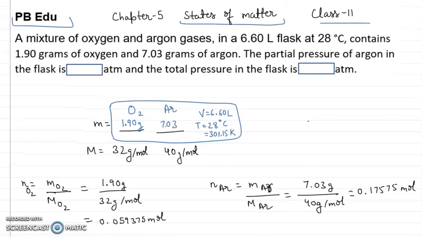That was one of the answers required, 0.881 atm. So we have one of the answers. We will write it here. Total pressure is 0.881 atm.